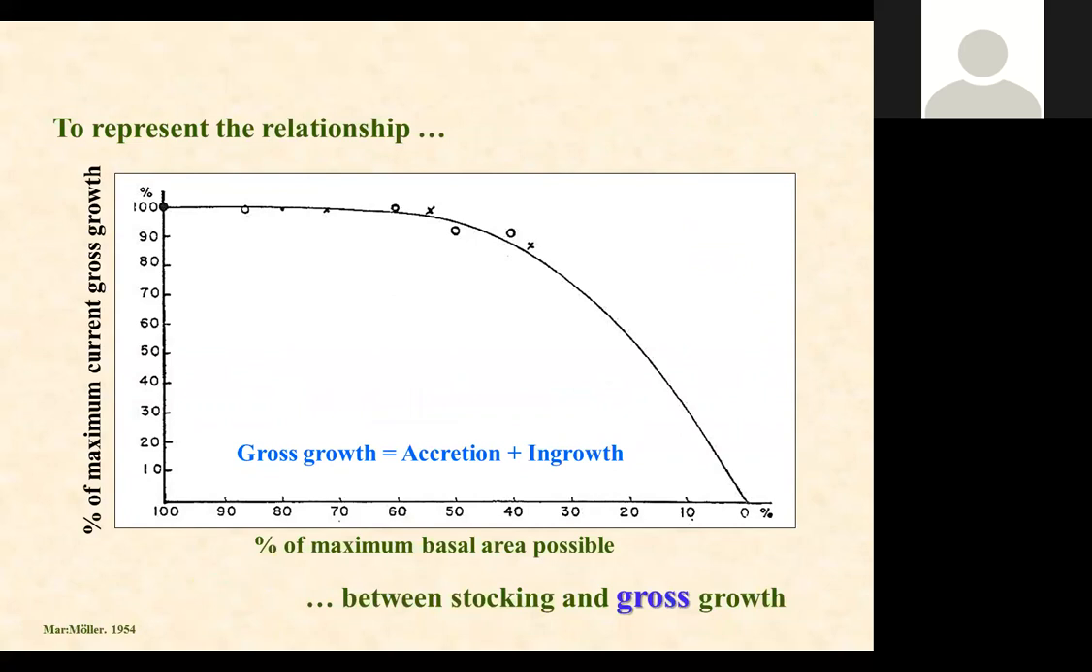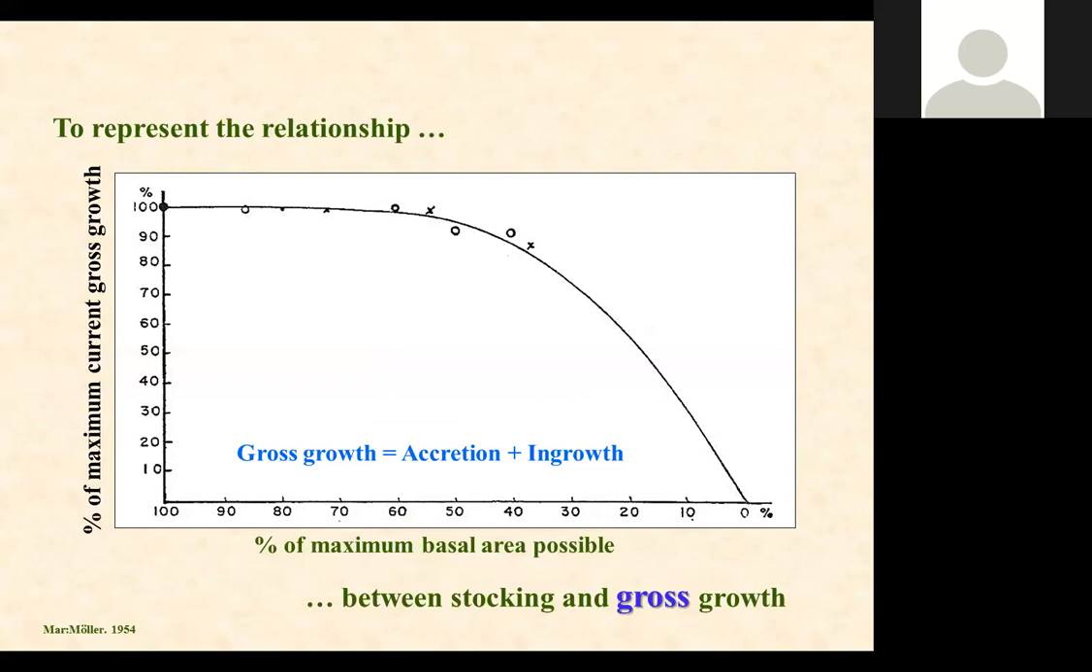So here's Möller's hypothesis. You notice he had no data for the very low ends of the scale, 30% of maximum or less. And I suspect he was hypothesizing that based upon Langsaeter. But notice that between about 30 and 50 or so, he's showing that slow increase with every new element or unit of basal area, just as we saw in zone two of Langsaeter.